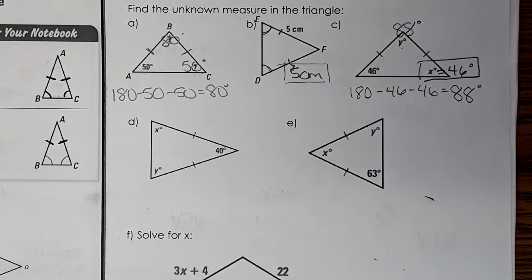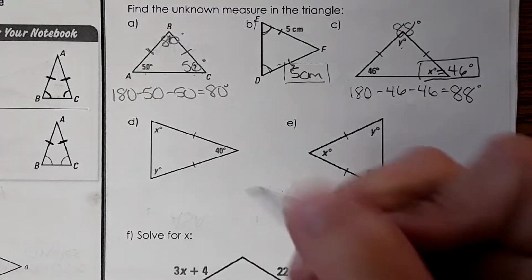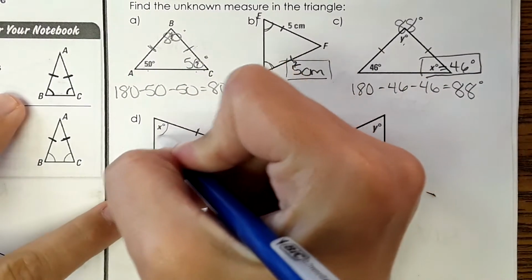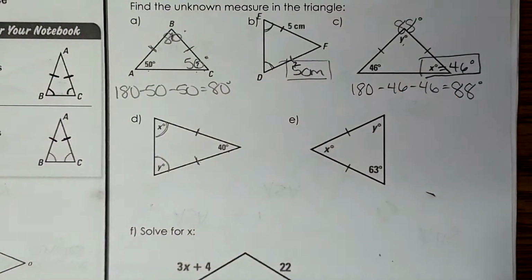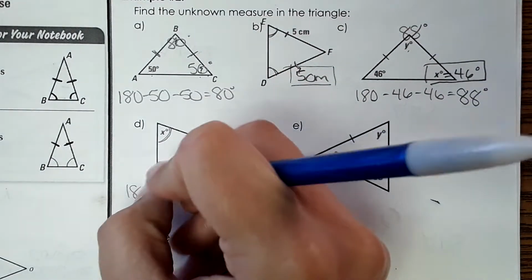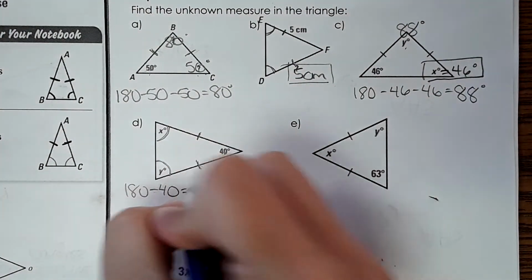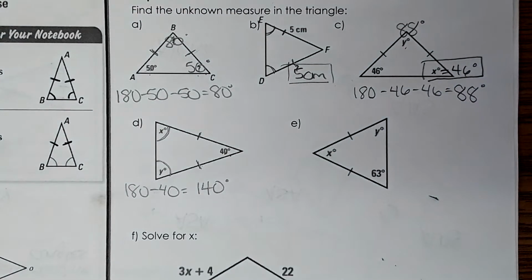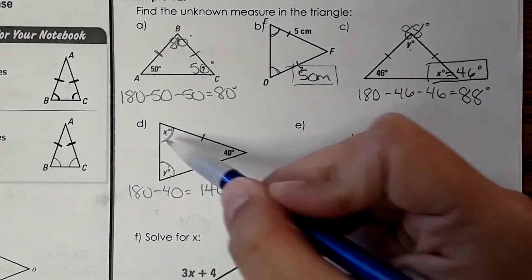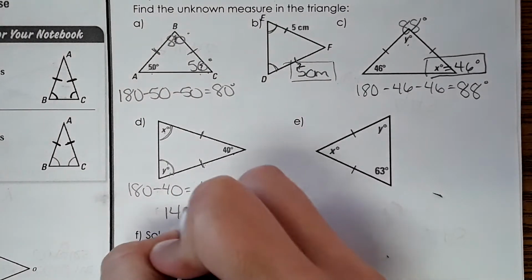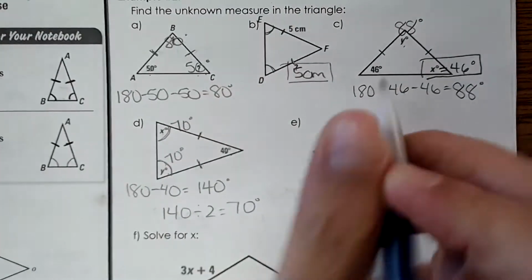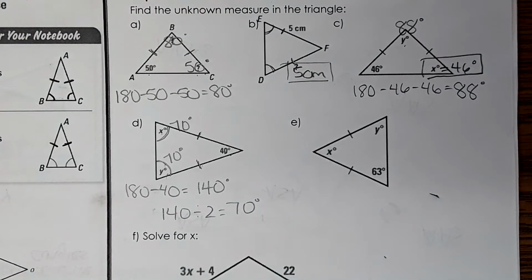So D is where it gets a little bit harder, but if you know what you're doing, it's really not that hard. We are given the vertex angle, and then we know that these two angles are the same measure. So what we have to do is subtract 40 from 180. So 140 degrees, but that's for both of those angles. Since they're the same measure, we can just do 140 divided by 2 to get 70 degrees each. Some of you may have already practiced that on Khan Academy. If you haven't practiced it on Khan Academy, that's on Khan Academy.